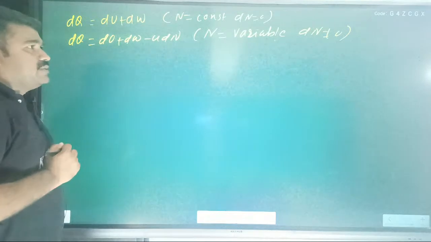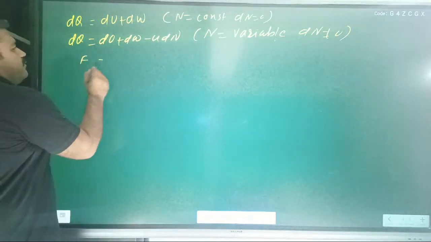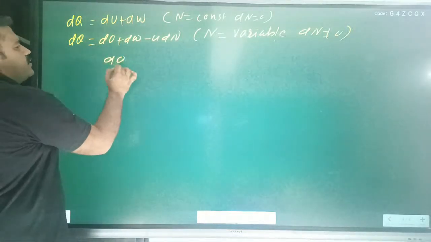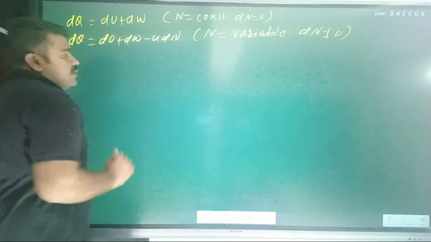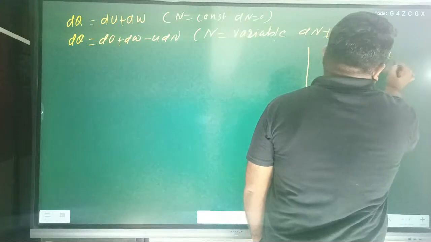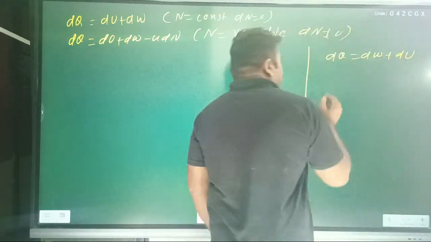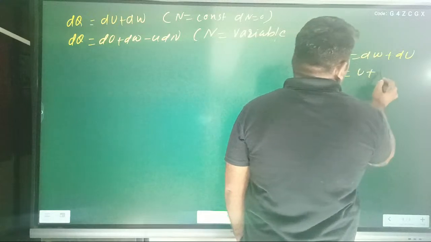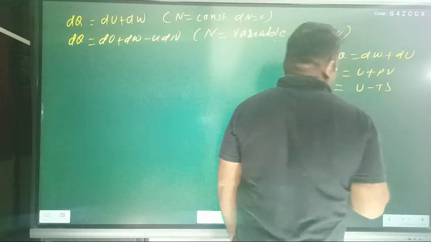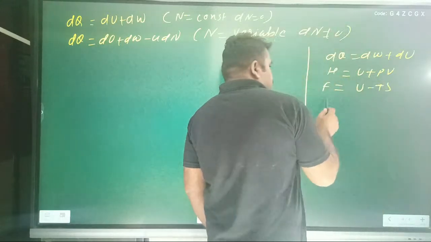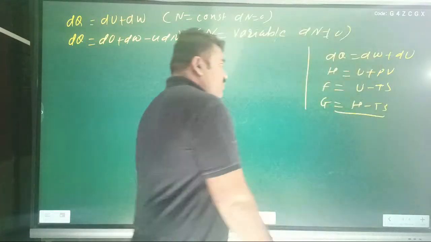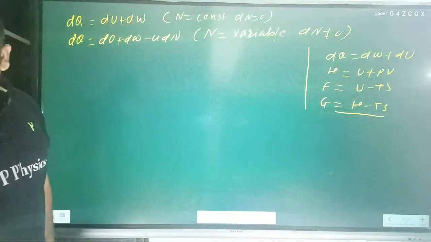What is the Helmholtz free energy F? We know the four equations. First law: dQ is equal to dU plus dW. Second, enthalpy: H is equal to U plus PV. Helmholtz free energy: F is equal to U minus TS. And Gibbs free energy: G is equal to H minus TS. We know these four relations, the four Maxwell relations.